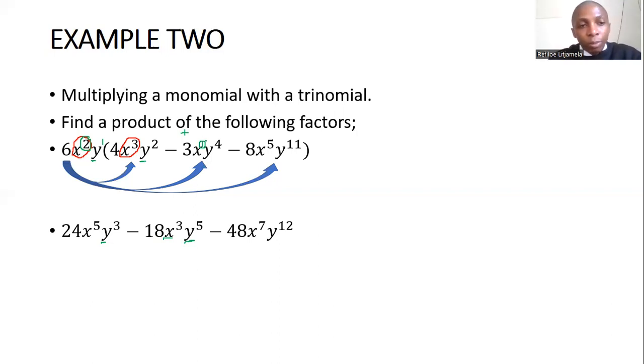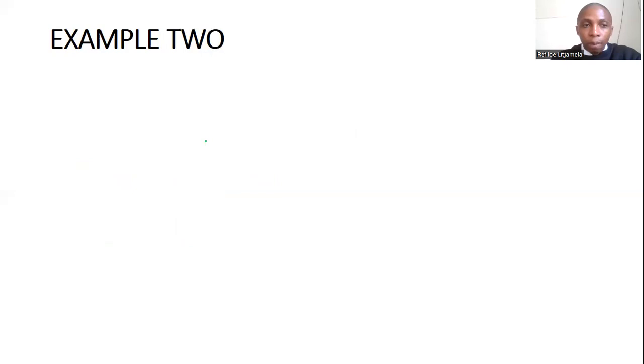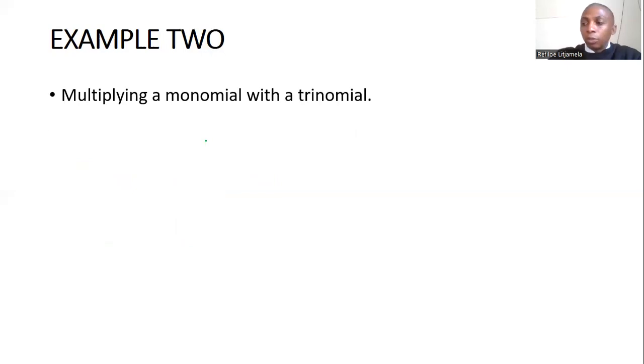And the last one will simply be 6 times minus 8, which is negative 48. And then x to the exponent of 2 times x to the exponent of 5 will give you x to the exponent of 7. y to the exponent of 1 times y to the exponent of 11 will give you y to the exponent of 12. How did I get that 12? It is simply 1 plus 11. Let's multiply this.